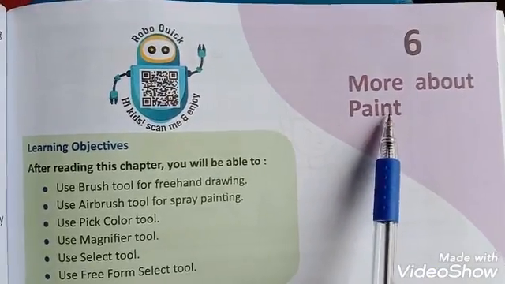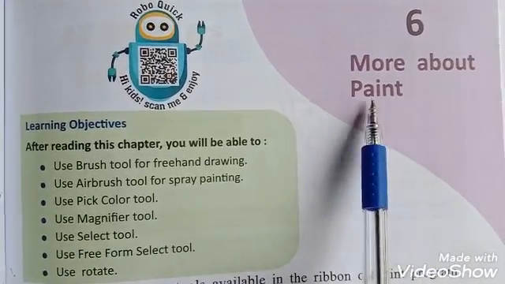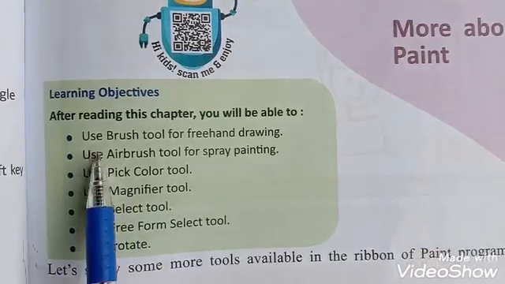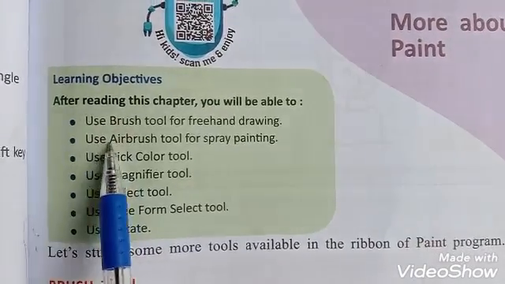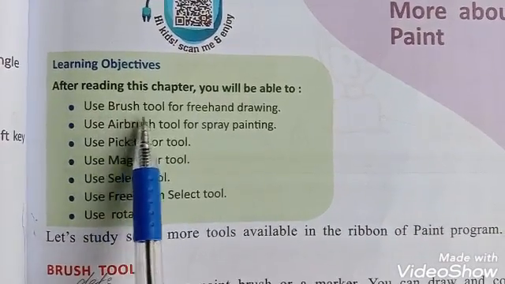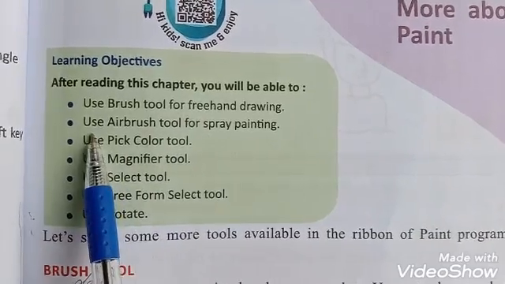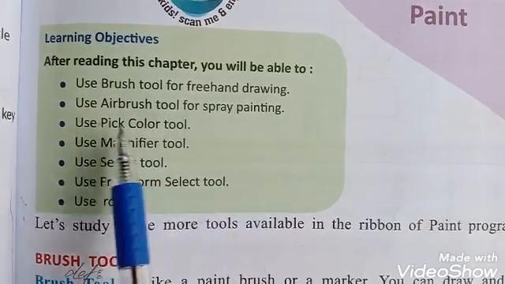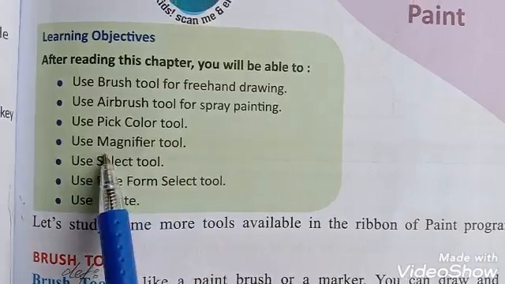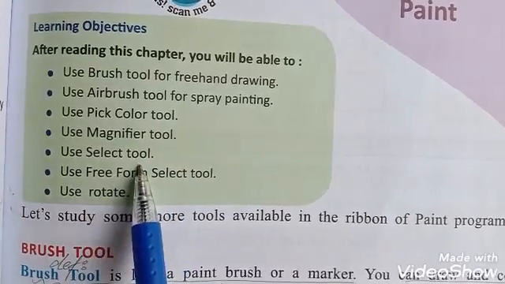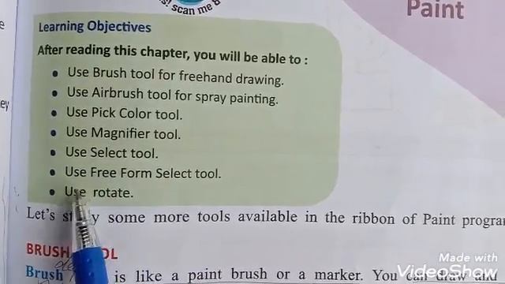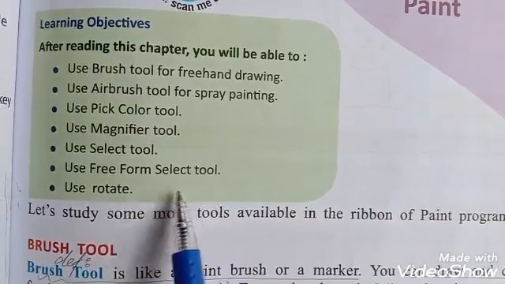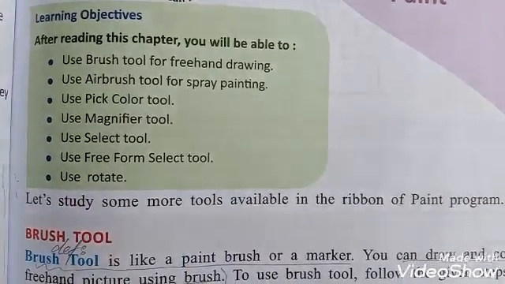Grade 3 students, now we are going to start chapter number 6, more about paint. After reading this chapter, students will be able to discuss the use of the brush tool for freehand drawing, use the airbrush tool for spray painting, use the pick color tool, use the magnifier tool, use the select tool. Second last is use freeform select tool, use rotate.